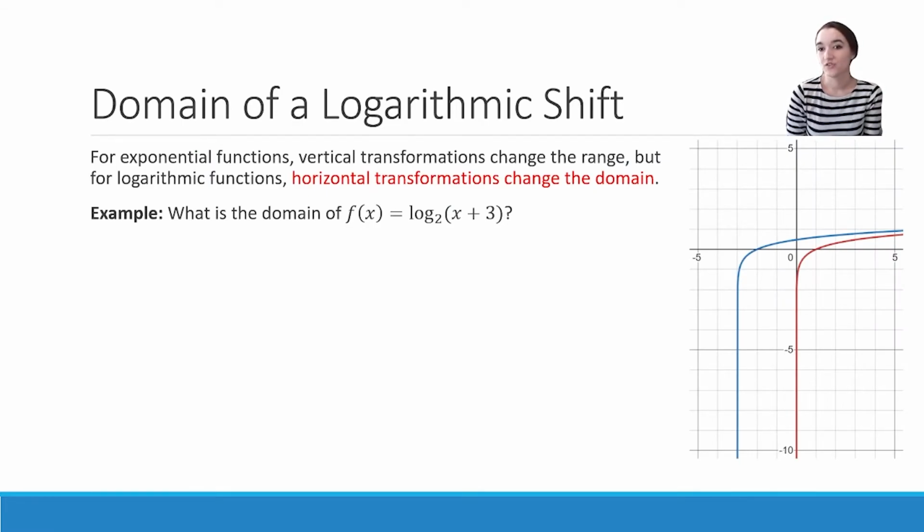So now let's look at the thing that I've sort of hinted at, that you're definitely going to need to know how to do: a logarithmic shift. A shift of a logarithmic function or an exponential function. We want to know how to recognize when those functions have been shifted and by how much, and how to apply it. So for exponential functions, vertical transformations change the range. But for logarithmic functions, horizontal transformations change the domain.